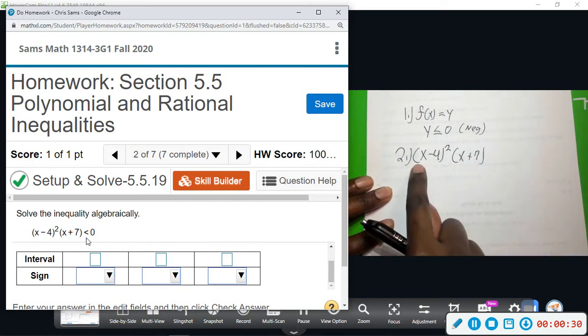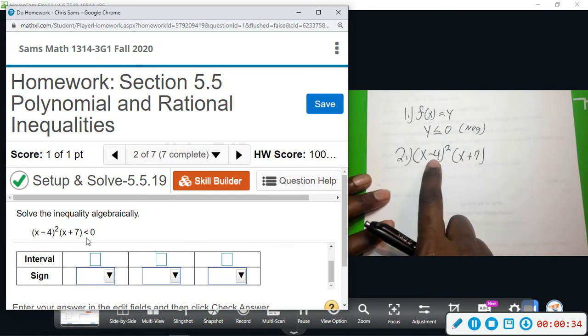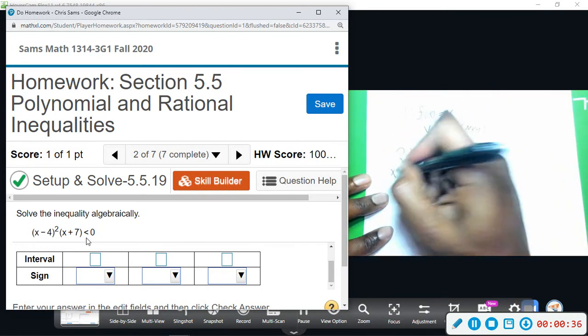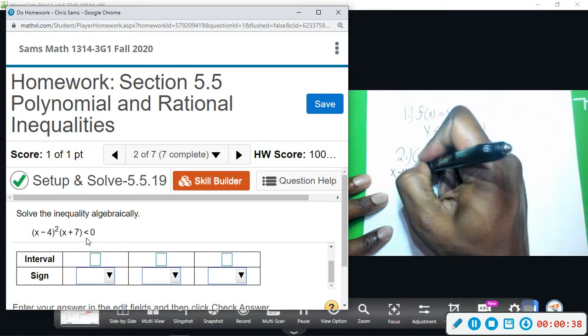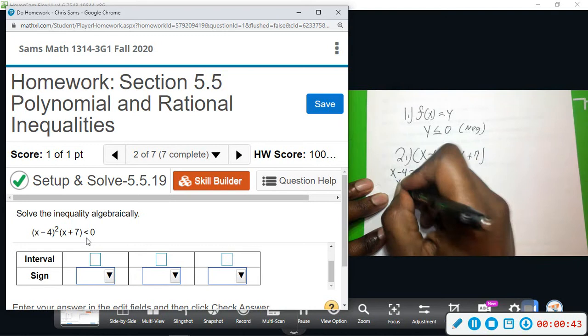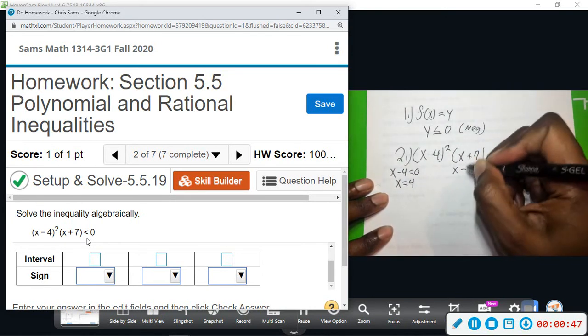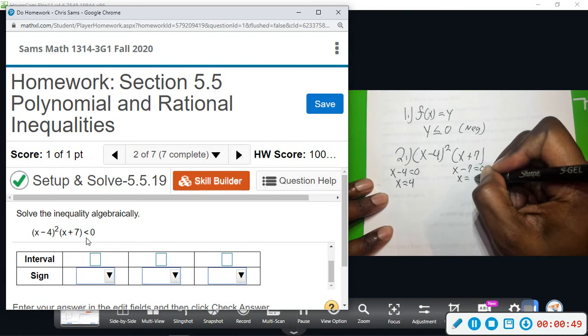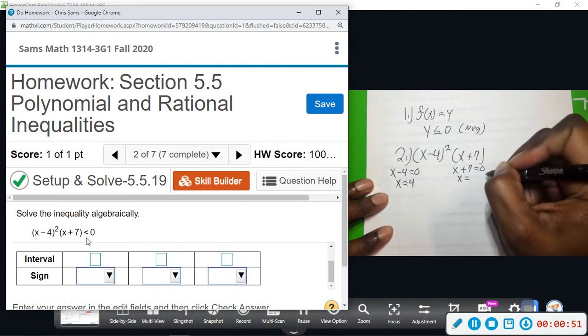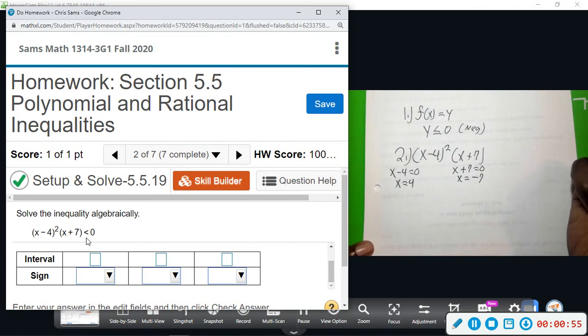Alright, we're going to set each of these linear factors equal to 0. So if I set x minus 4 equals 0 and solve, we get x equals 4. This is one of my critical values. Then x plus 7 equals 0 gives x equals negative 7. So be careful with those signs.